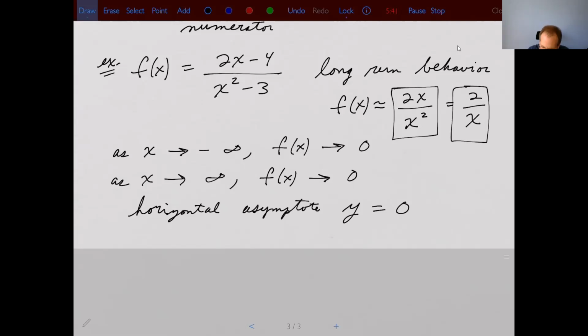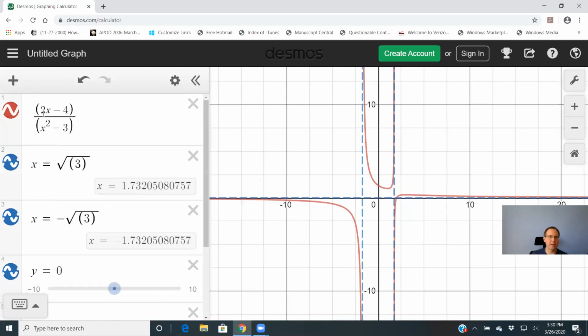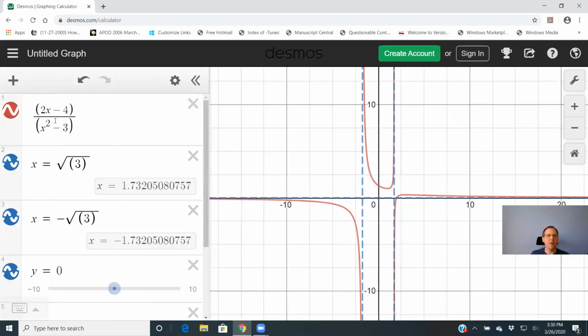Okay, actually, let me stop right here and show you this on Desmos. Okay, so here's a graph of that rational function, 2x minus 4 over x squared minus 3, right? And notice a couple of things. First of all, we weren't specifically looking at vertical asymptotes, but in this case, there are 2 vertical asymptotes, right? In fact, if you set that denominator equal to 0 and solve for it, you're going to get x equals the square root of 3 and x equals negative square root of 3.